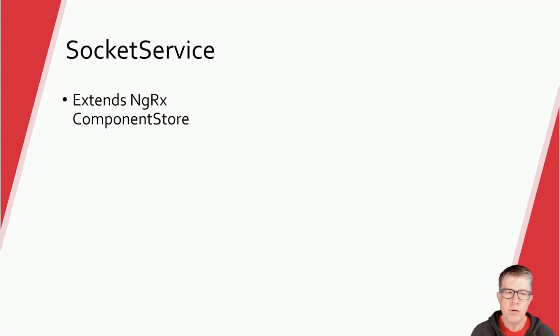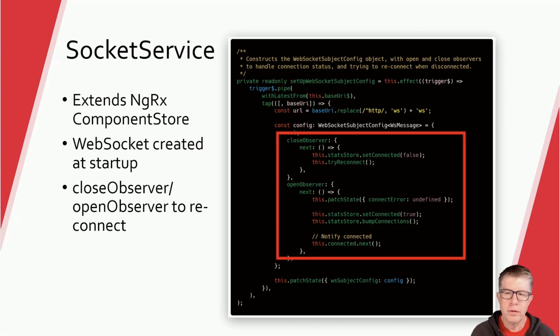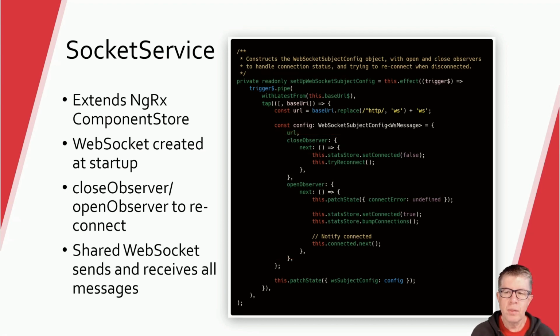The socket service itself, I'm a big fan of NgRx ComponentStore, so I'm using that. The WebSocket is created at startup, and that uses the WebSocket subject config to create the configuration for the WebSocket. The important thing here is that there is an open observer and a close observer, and this piece of code is called whenever the WebSocket is connected and when it's disconnected, so the service always knows what the state of the connection is, and when it gets disconnected it can try to reconnect. So there's a shared WebSocket that sends and receives all messages.